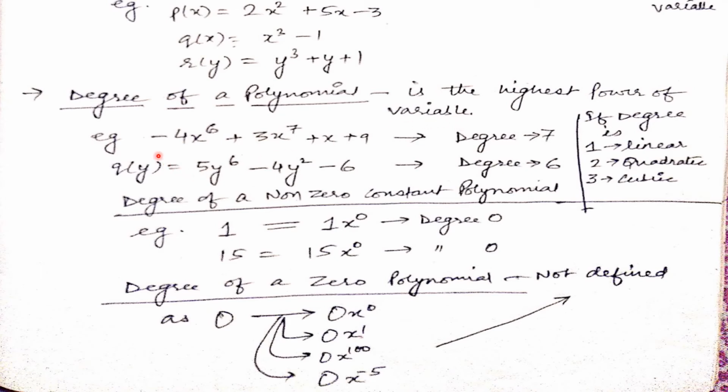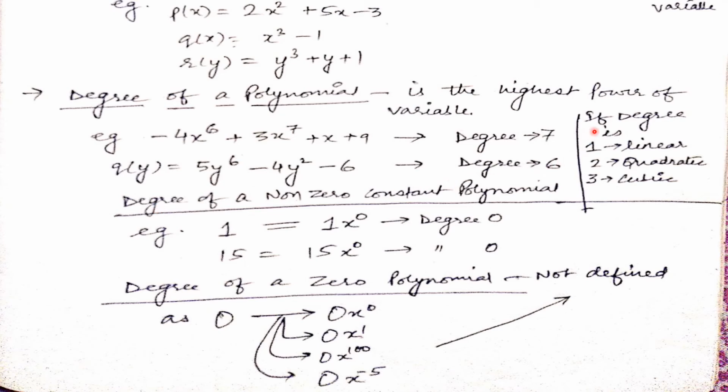For example, you can see in this one, minus 4x power 6 plus 3x power 7 plus x plus 9. Although at first position it is coming, the power is 6. Of this x, the power is 7. So we call the degree 7. In this case, we have 5y power 6 minus 4y square minus 6. If you see, the power of this y is 2, this y is 6. Here there is no y. So we say the maximum power is 6, hence the degree is 6.